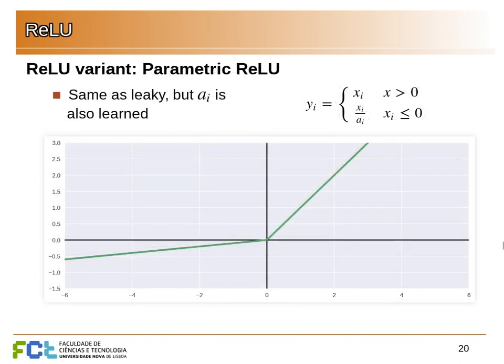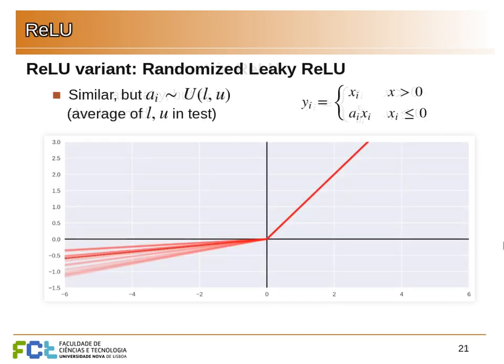Then there are some variants here. Parametric rectified linear units are the same as the leaky one, but instead of using a constant, this is another parameter that is learned during training. There are also randomized leaky ReLUs, in which this value is drawn from a uniform distribution between 2 extremes during training, so it's always different as we train. And then when the network is trained, it is fixed at the average value between those 2 boundaries.